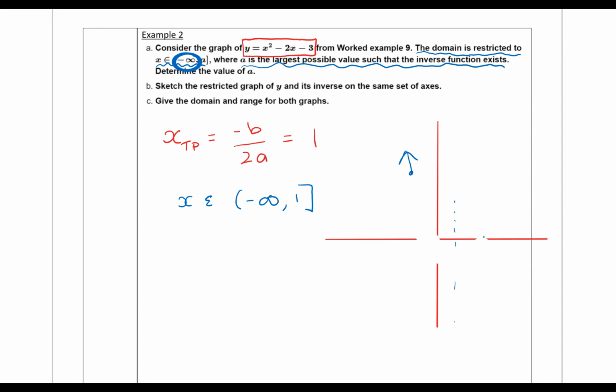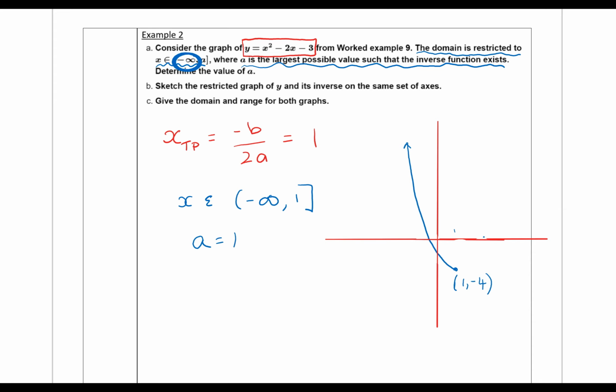So it's important when we talk about a quadratic being restricted for the largest possible domain, such that it's a 1-to-1 function, such that the inverse exists, then we need to restrict at the turning point. So that's going to be 1, -4. And we worked that out in the last video. So part A was to determine the value of a, and in this case I would say a equals 1.